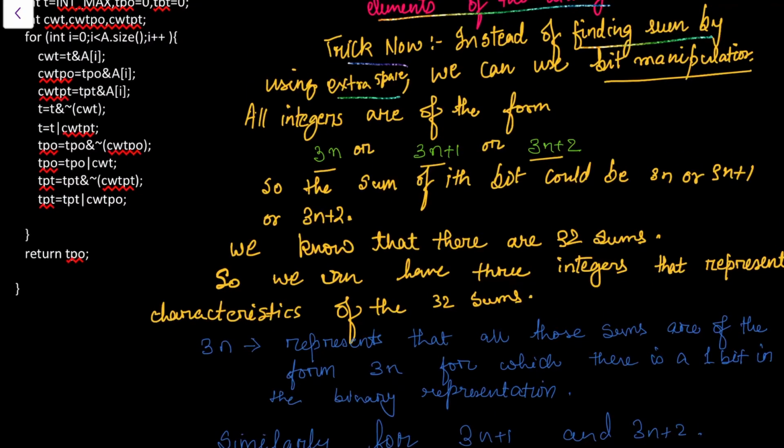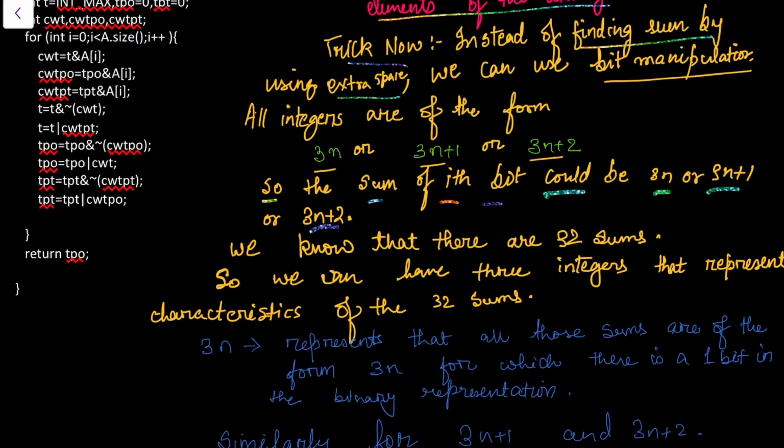So the sum of the ith bit could be of the form 3n or 3n plus 1 or 3n plus 2. The sum could be any integer. We are not saying that it is specifically a given range of integers. It could be any integer, but as all the integers can be represented using 3n, 3n plus 1 or 3n plus 2, the sums of all the locations from location 0 to location 31, all the individual sums could be of the form 3n, 3n plus 1, 3n plus 2, right?